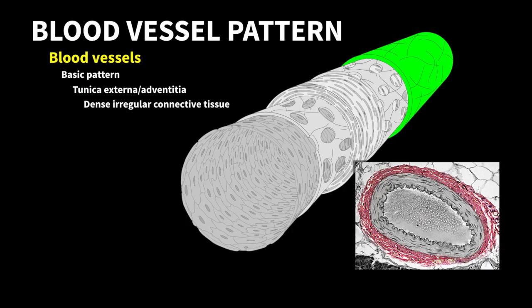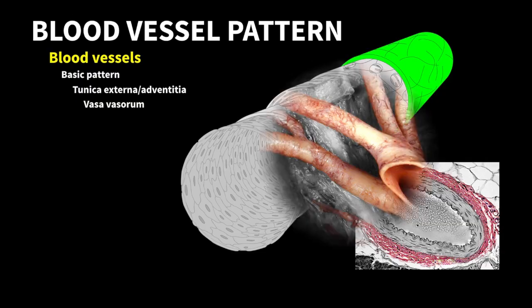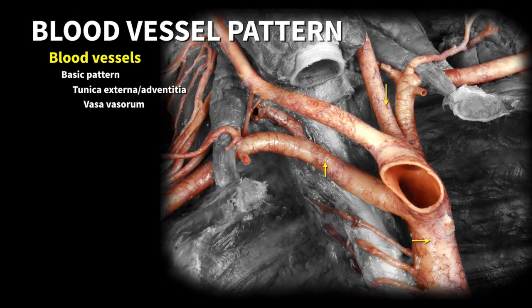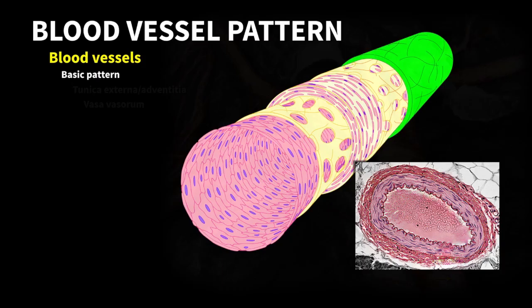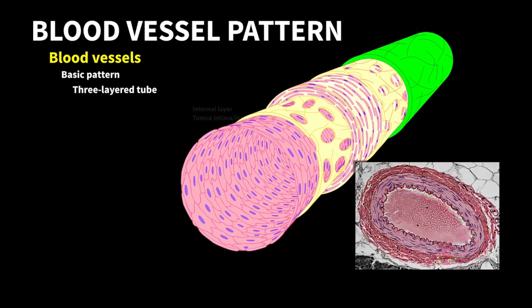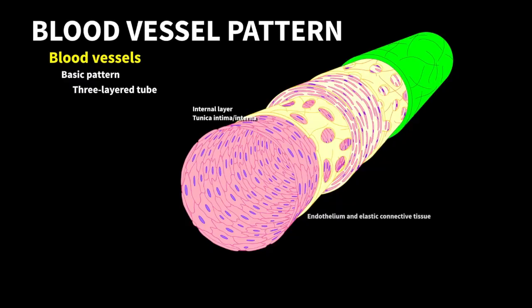The small blood vessels that carry blood to the tissues of a blood vessel are the vasa vasorum, meaning the vessels to the vessel. You can easily see them as the web-like network of small vessels on the tunica externa of the aorta and its large branches pictured here. This, then, is the basic structure of a blood vessel, a three-layered tube comprised of an internal layer named the tunica intima or interna, a middle layer, the tunica media, and an external layer called the tunica externa or adventitia.